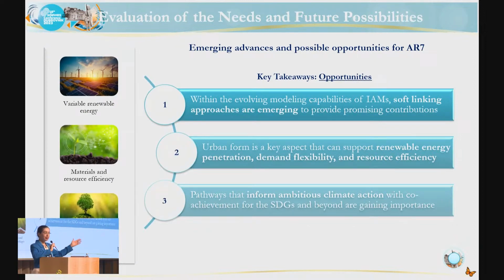So coming to the needs and now to the possible opportunities for AR7, I would like to conclude that first, within the evolving modeling capabilities of integrated assessment models, soft linking approaches are emerging to provide promising contributions. Second, urban form is a key aspect that can support renewable energy penetration, demand flexibility, and resource efficiency. And third, pathways that inform ambitious climate action with co-achievement for sustainable development goals and beyond are gaining importance.